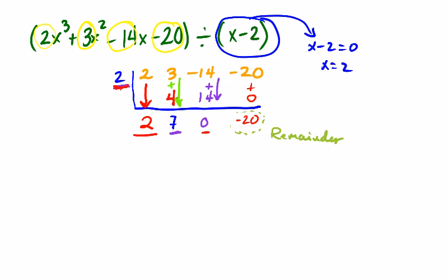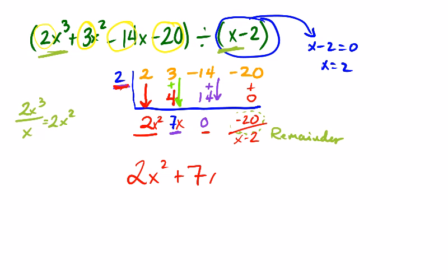Then if you look at it, what you were dividing was an x cubed by an x. If you did 2x cubed divided by x, you would get 2x squared. That is actually the first term that you have here, 2x squared. And then it goes down in order. Then x, and then no x but your constant term. And your remainder, you always put it over what you were dividing by. We were dividing by x minus 2. So the final answer would look like this: 2x squared plus 7x, then minus 20 over x minus 2.